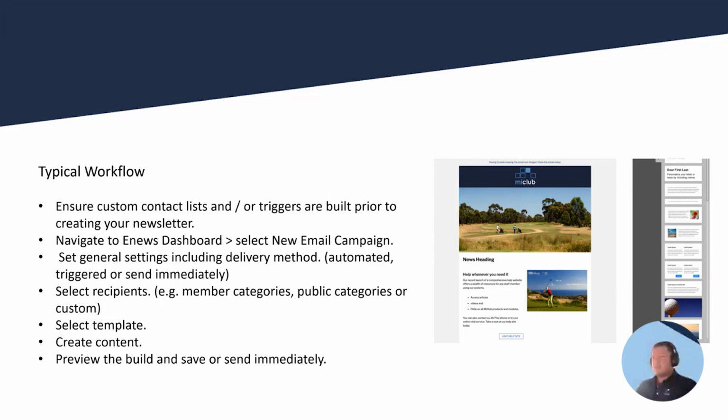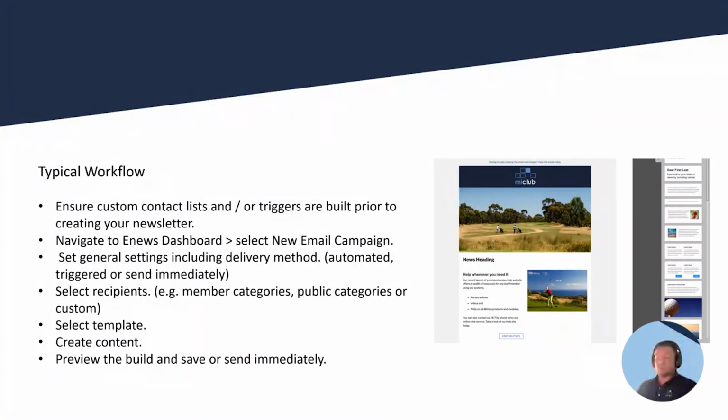Okay. Navigate to the eNews dashboard and then select to create the new email campaign is the next step. I would set some general settings such as who it's from, what the newsletter is called, the subject of the email, and that's where I'd attach that trigger, or I'd set it to send immediately. Then I'd select my recipients, and that once again, that's who I'm targeting. Is it members, is it public, or is it a custom list? Then select the template.